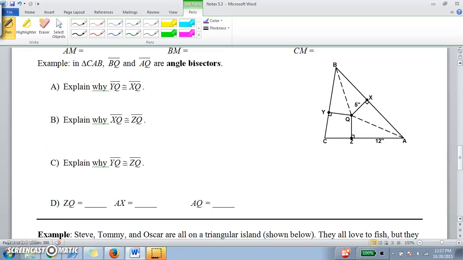Okay, another example. So in triangle CAB, BQ and AQ are angle bisectors. So these dotted lines are angle bisectors. It says explain why YQ is congruent to XQ. So we learned in the last section that a point on an angle bisector is going to be equidistant to the two sides that make up that angle. So this point on the angle bisector is going to be the same distance away from this side as it is from this side. So each of these has to be 5. So that's just the angle bisector theorem that we learned in the last section.